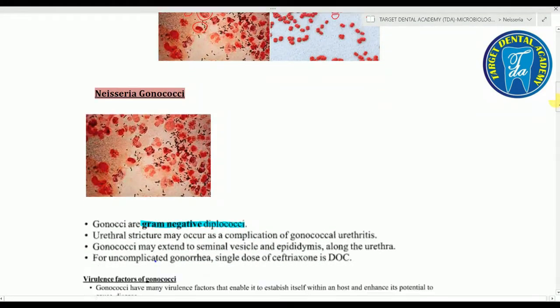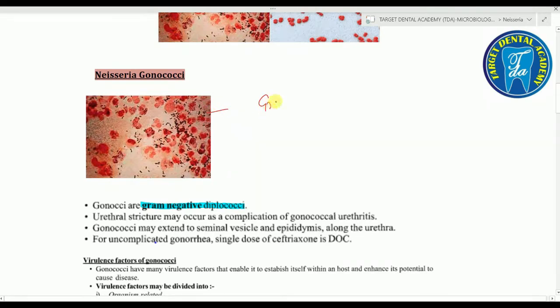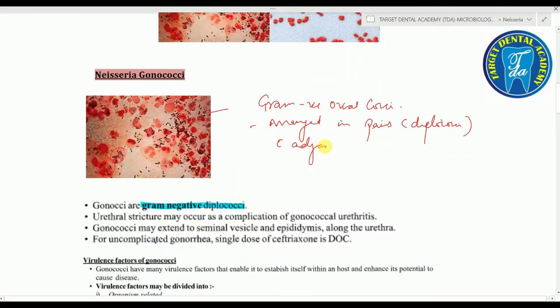The Neisseria gonococci are gram-negative oval cocci arranged in pairs, which is why they are known as diplococci. They are arranged in pairs with the adjacent side concave, which appear as a bean shape, a pear, or a kidney shape.